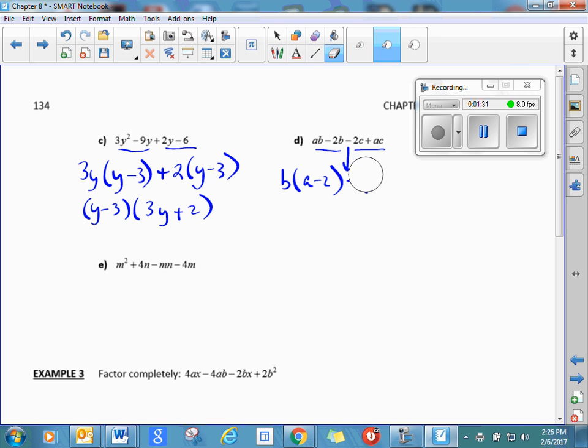So this is c to the outside. And on the inside, we have a positive 2 and a minus a. Remembering we have to be able to distribute back and get our original expression. So minus c times 2 is a minus 2c, and a minus c times a minus a gives you that positive sign we need to be correct.